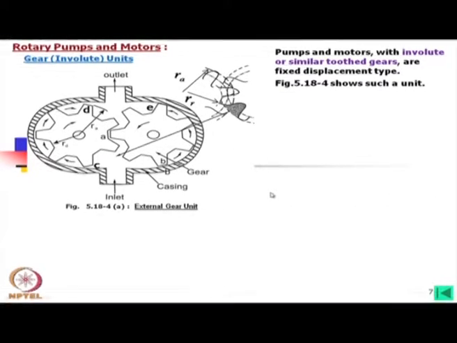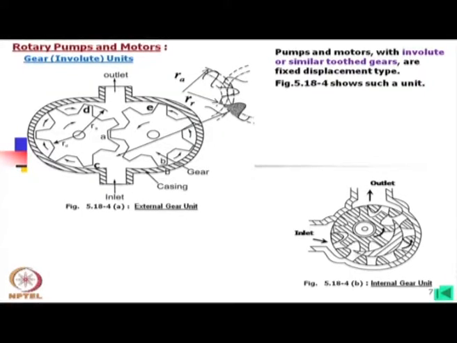Now, how does it work? This is an internal unit. Let me explain the external one first. Let us consider this is a pump, and this gear is rotating in the clockwise direction. So, this definitely is rotating in the anti-clockwise direction.